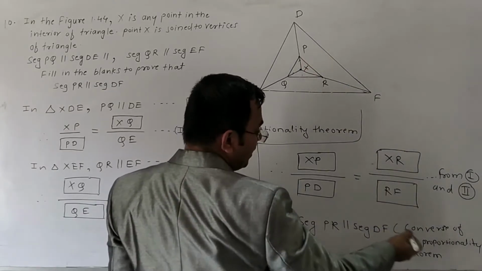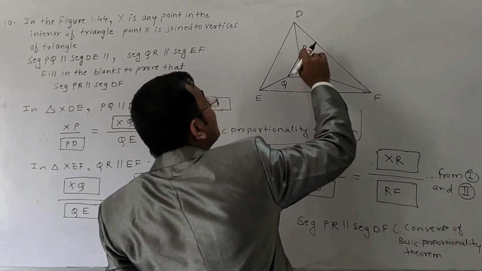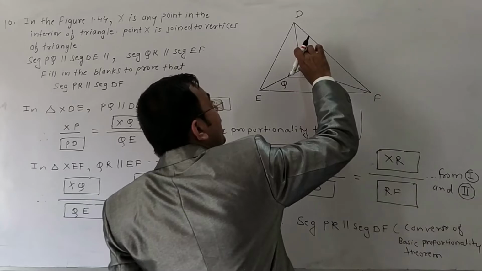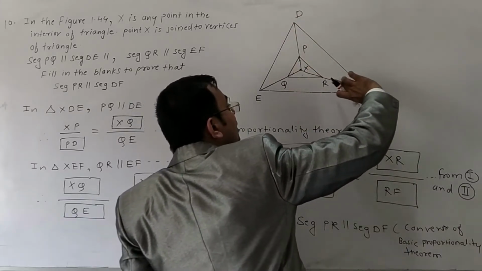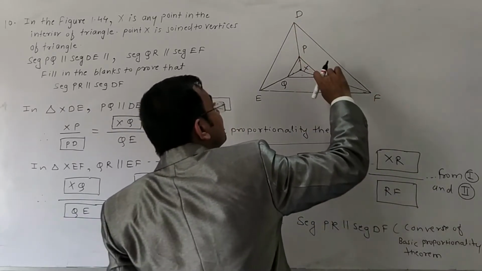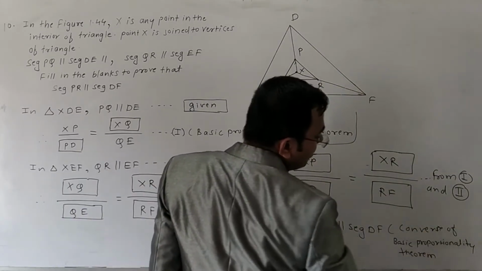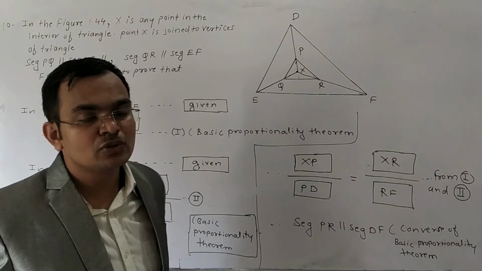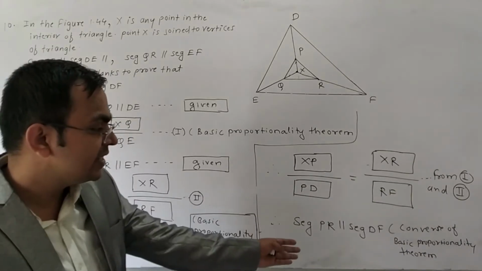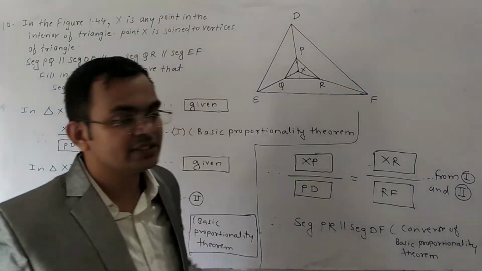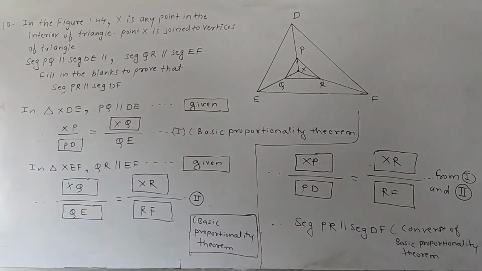So by converse, in triangle XDF, XP upon PD is equal to XR upon RF. That means this PR is parallel to DF. So PR parallel to DF by converse of basic proportionality theorem, because these two ratios are equal. So by converse we can say that this line is parallel to this. Write down this.